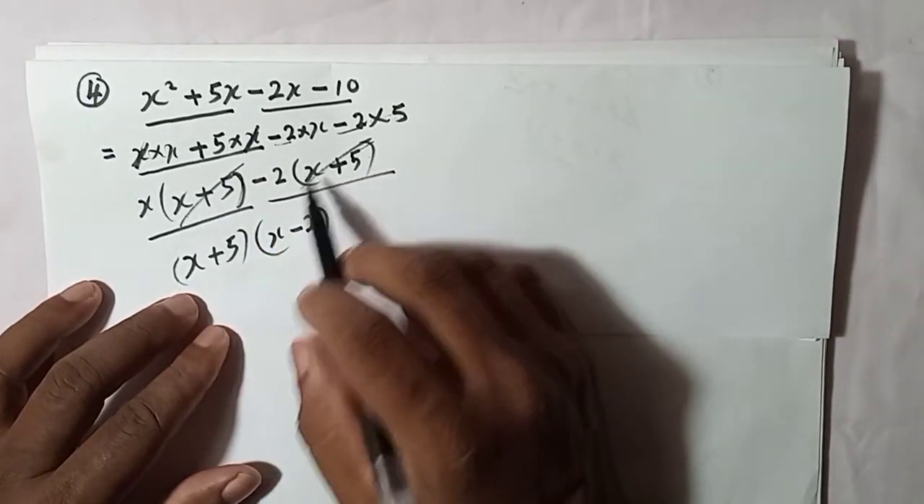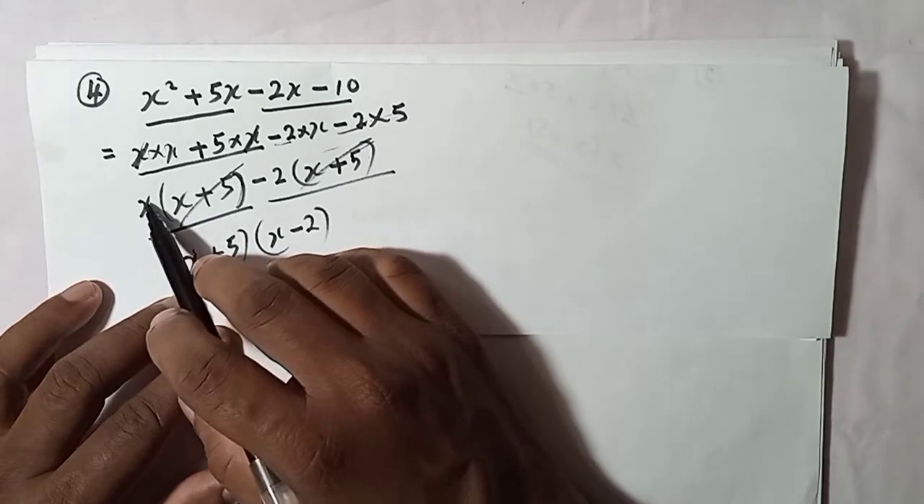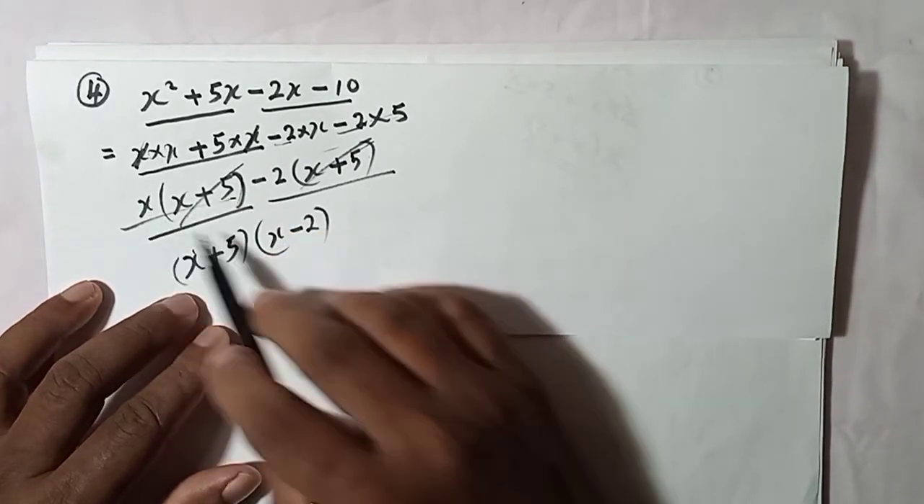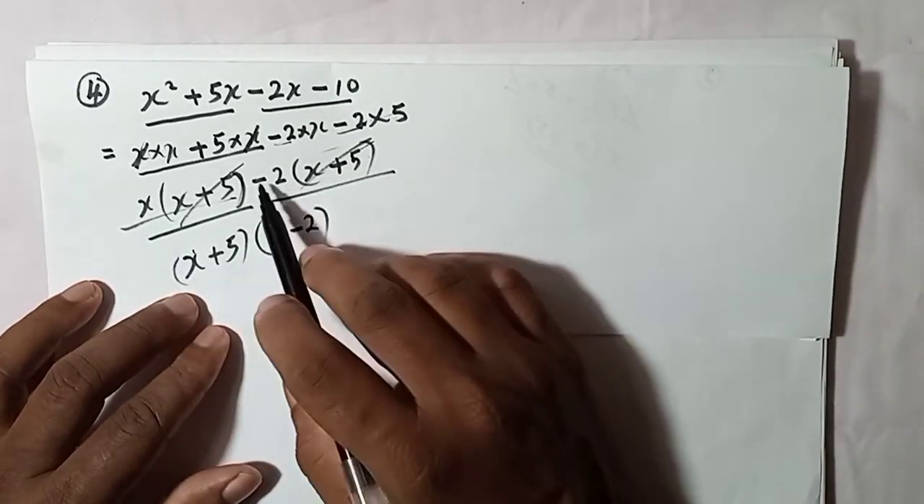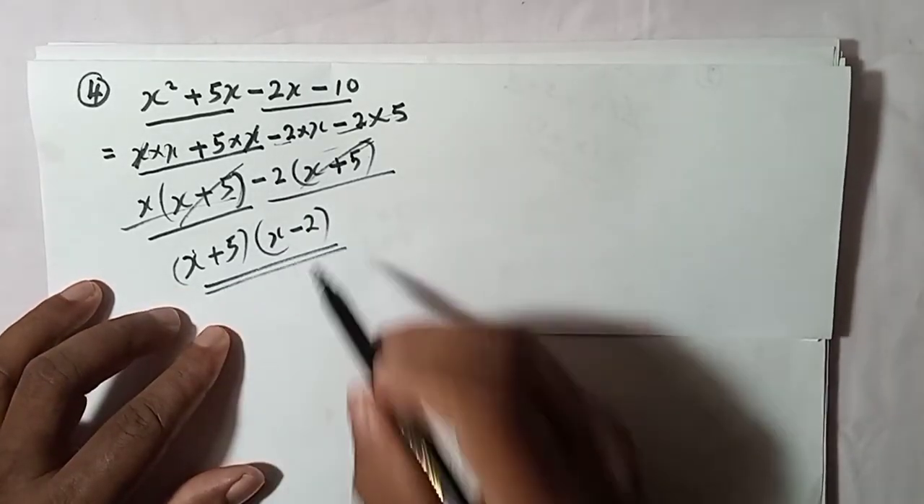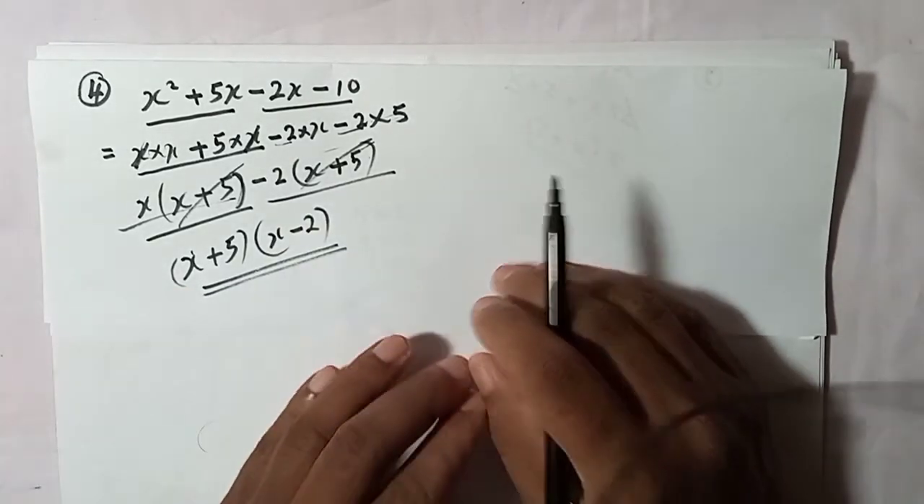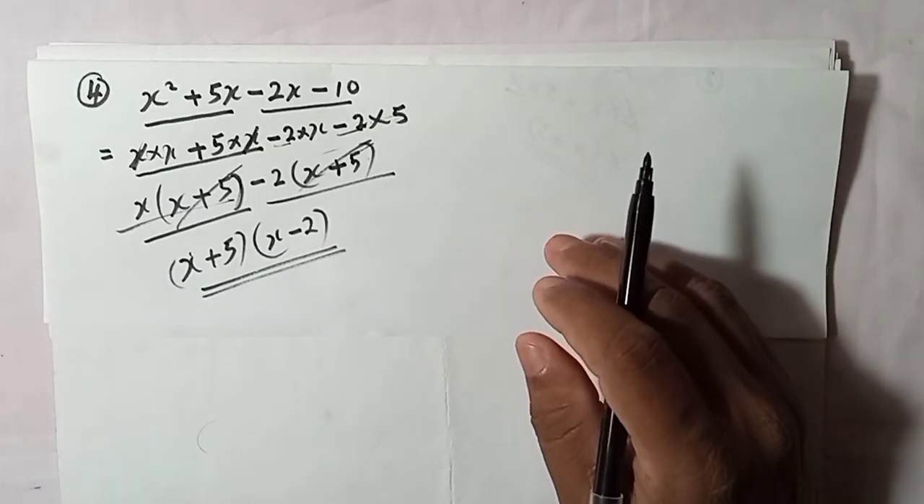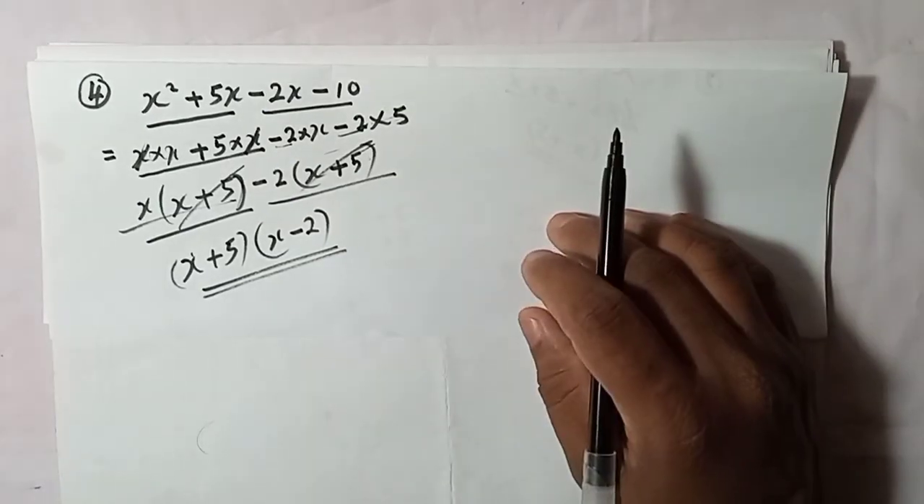This and this are the same, so I go to outside, and from this term the remainder is x, from this term the remainder is minus 2. So this is the final answer, right? Remember, this is also very important for future questions. Remember this one.